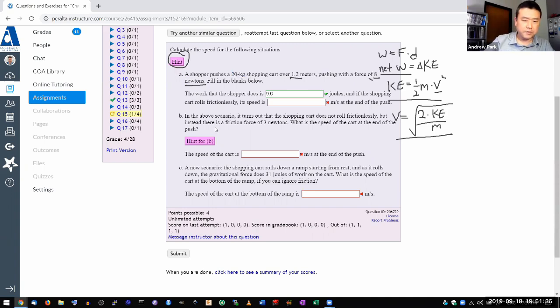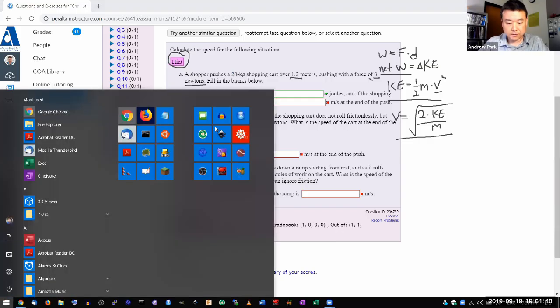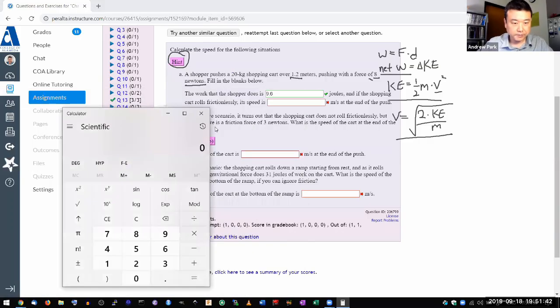And I can't do this one in my head, so let me use the calculator so that I can actually do it here. Calculator. All right, 2 times 9.6 divided by the mass, 20 kilograms. So that's the thing under the square root. Let me take the square root. So it's 0.979.